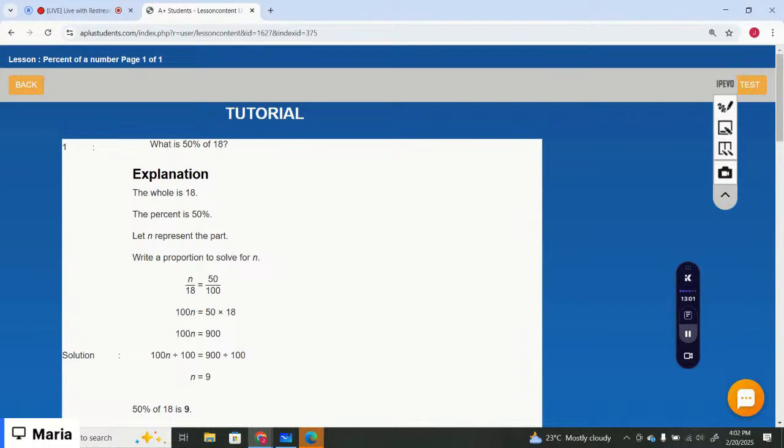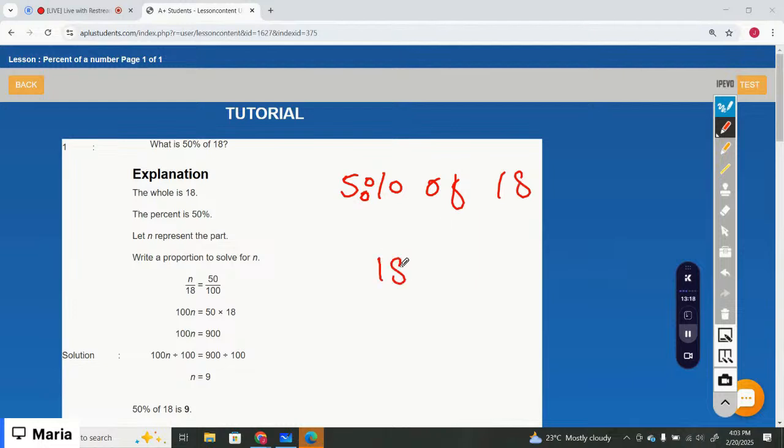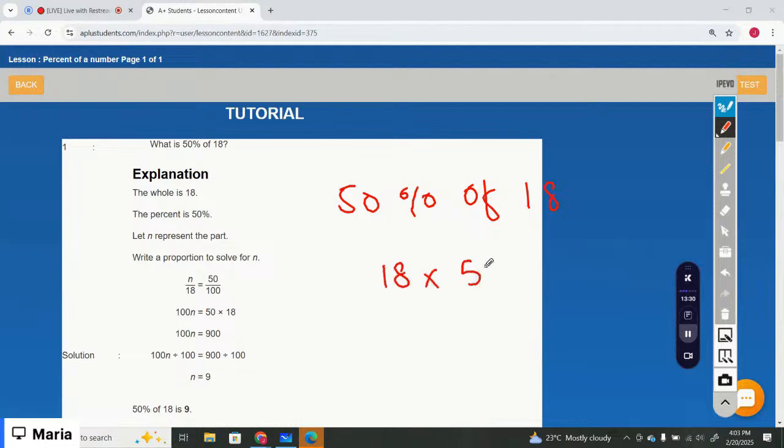What is 50% of 18? You need to calculate 50% of 18. So how do we calculate? The easy way to calculate 50% of 18 is you have to do 18 times 50%. 50% means 50 out of 100. So you have to do 18 times 50 over 100.